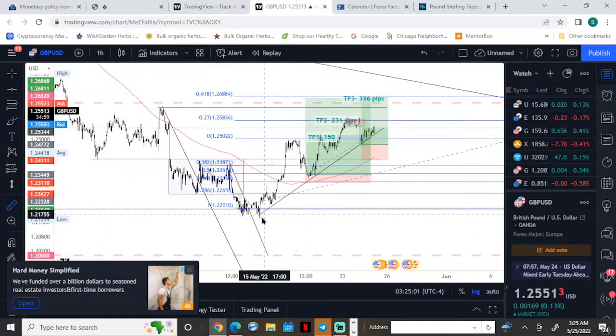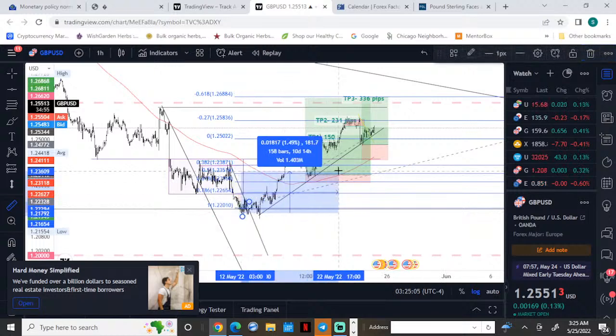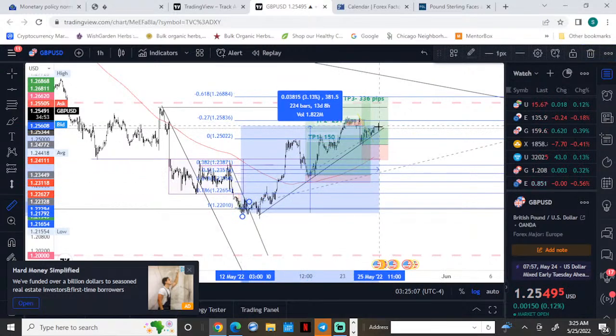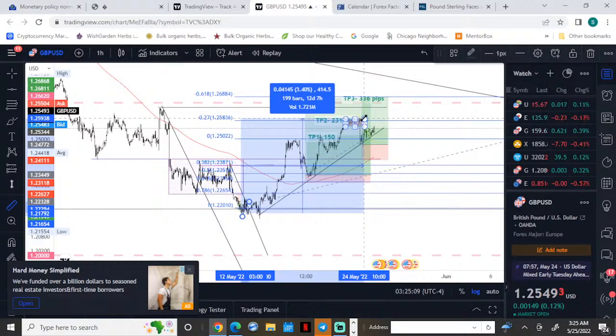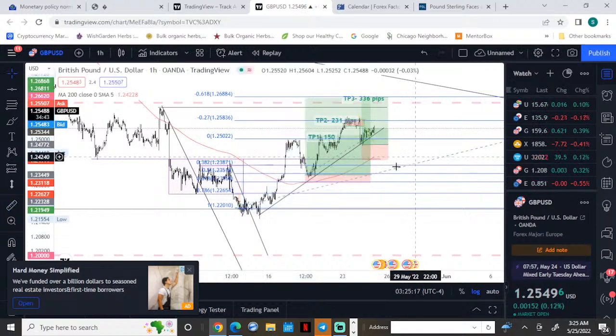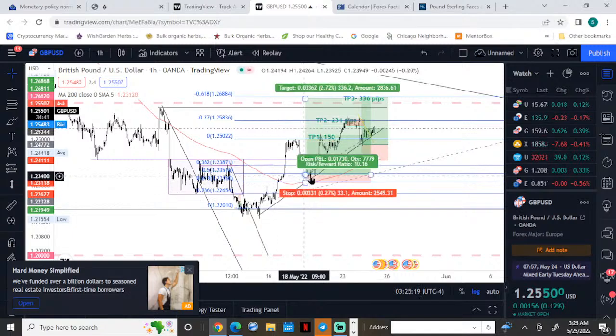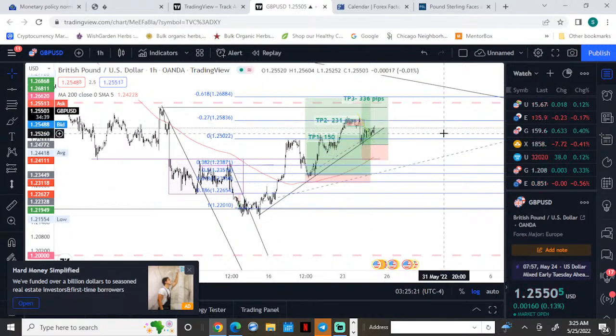But it would be nice. From this triple bottom right here to current price, let's see, to the high. That was 414 pips in 12 days. I mean, it could drop that full 600 pips if it stayed in its structure-wise.